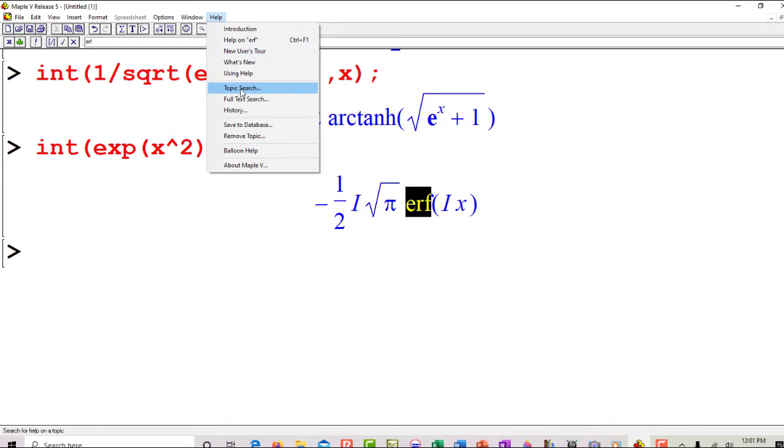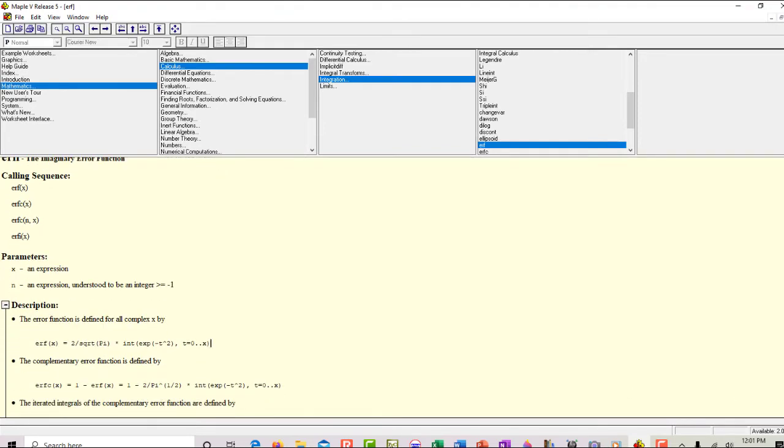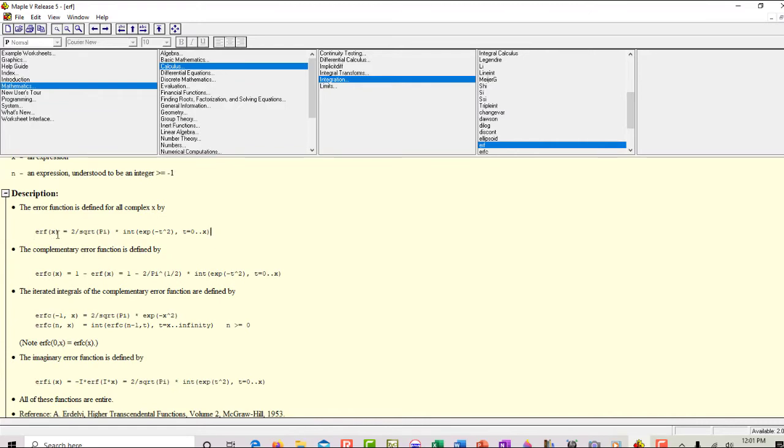We can look this up. Topic search, ERF. It tells me exactly what the error function is down here in the middle of the page. ERF is 2 divided by the square root of pi times the integral of e to the power of negative t squared as t goes from 0 to x. This is very much related to the normal curve, a normal distribution, and it's finding the area under that curve from 0 to x. In fact, the 2 here can be replaced by 1, and you'll integrate from negative x to x. It gives you the area under the normal curve between negative x and x for any value of x that you choose. This is how you calculate these normal probabilities.